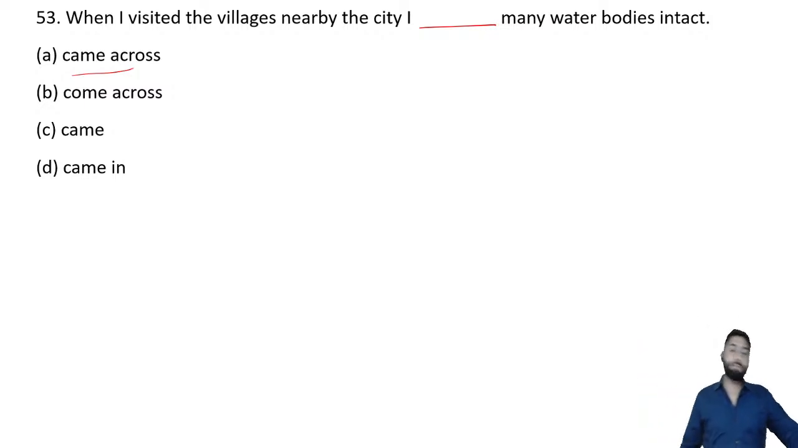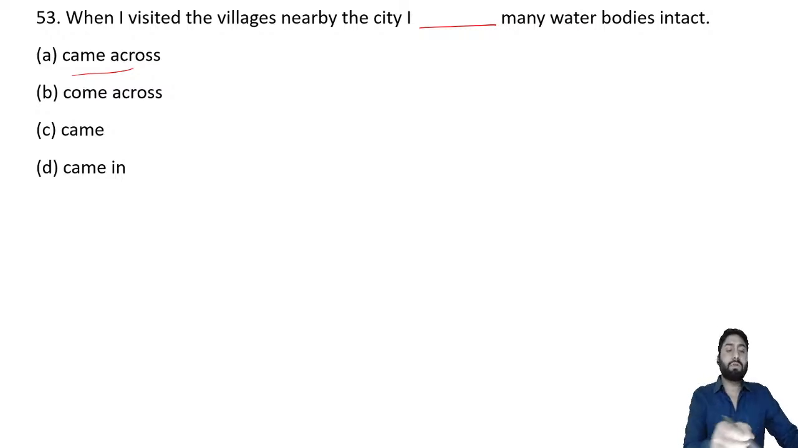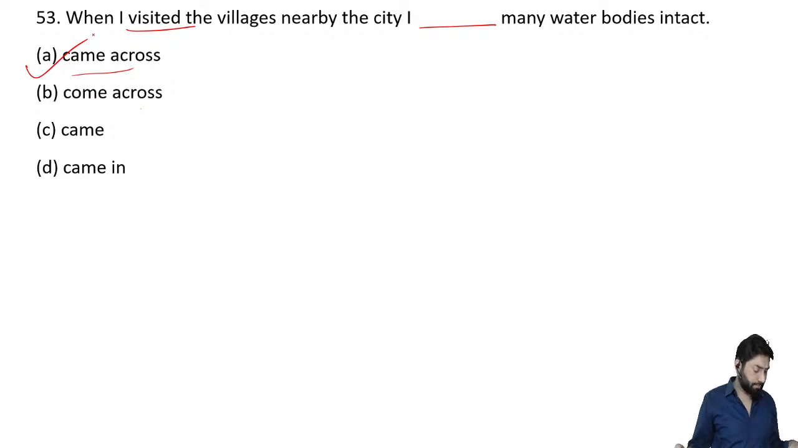Now coming back to this. So when I visited the villages nearby the city, I dash many water bodies intact. So came across, come across. Anyway, phrasal verb हम सबको पता है. Verb के साथ there will be some prepositions, some adverbs and all. They get added and the meaning gets completely changed. और साथ में verb के tenses का forms. That's what is being checked here. So when I visited the villages nearby, I come across cannot be there because anyway you started with the past. So came across. I came many water bodies नहीं. I came in many water bodies नहीं. I came across many water bodies. So it's pretty easy, right? So let's move to the next one. So that's what it is, right?